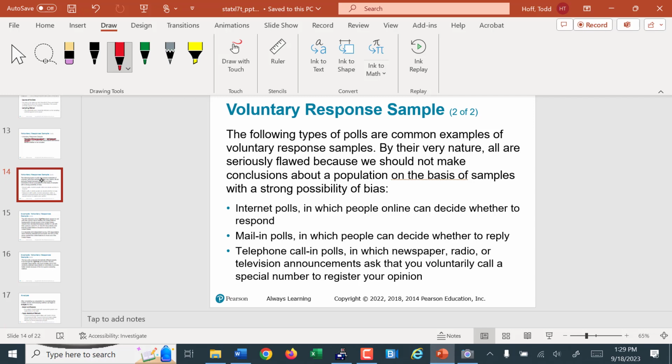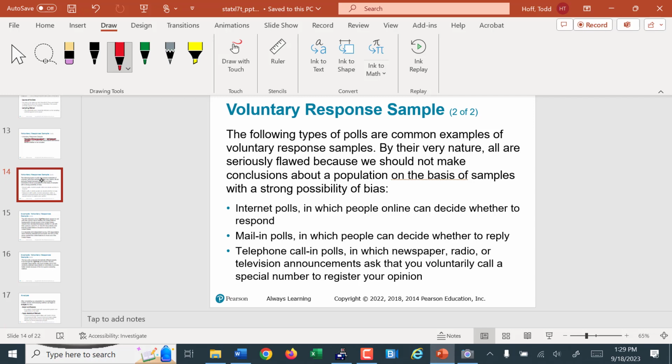And so people share that belief that stimulates them to respond. Therefore, their responses are going to be more skewed towards that particular belief. We don't want to lock into that. Mail-in polls. These are even worse as far as response rates because people actually have to go through the trouble of addressing the envelope or coming up with the pre-addressed envelope and getting it in the mail. Usually very low response rates.